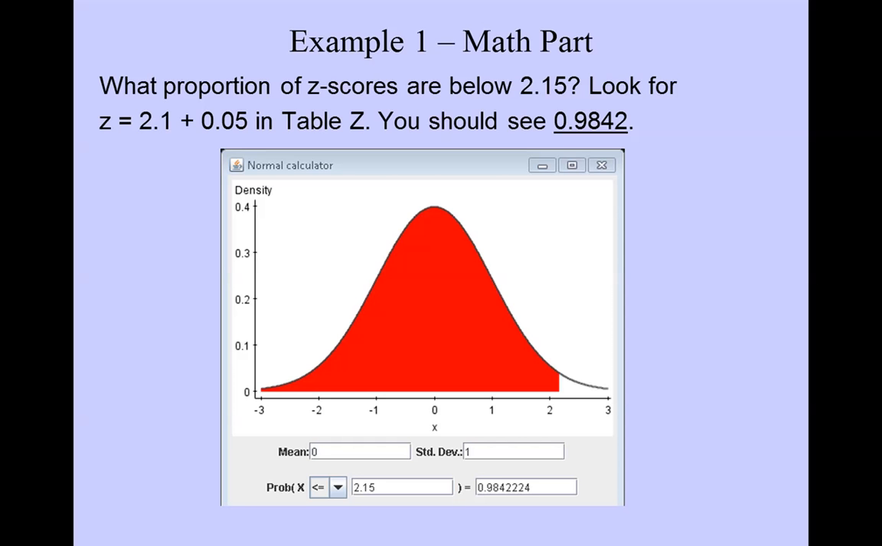This gives a visual image of how the probability is found using the StatCrunch probability calculator. The graph was created using software to highlight the area of interest. Notice the mean is 0 and the standard deviation is 1, and the probability found is less than or equal to 2.15. The answer matches what was found in table Z when you round it to 4 digits after the decimal point.